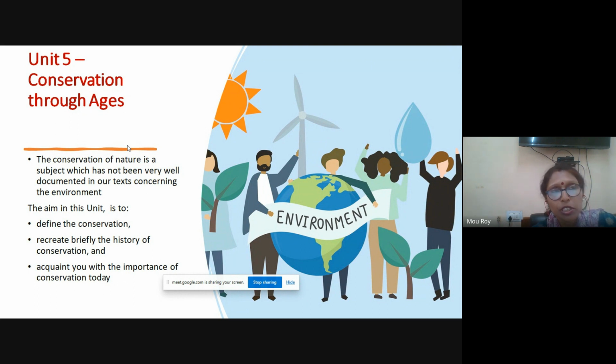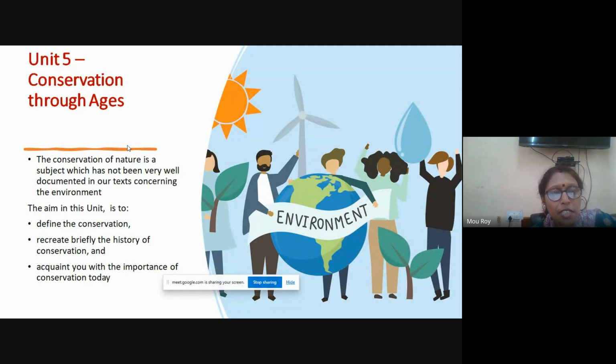Now, since this course is about environment and tourism, when we talk about conservation of nature, it refers to the protection, then comes preservation, then sustainable management of the natural resources, as well as ecosystem. Like in yesterday's class, I had discussed what an ecosystem is all about. We all live in the ecosystem. It comprises biotic components and abiotic components.